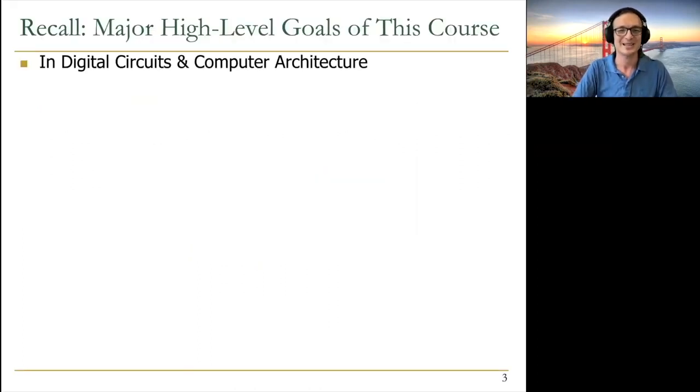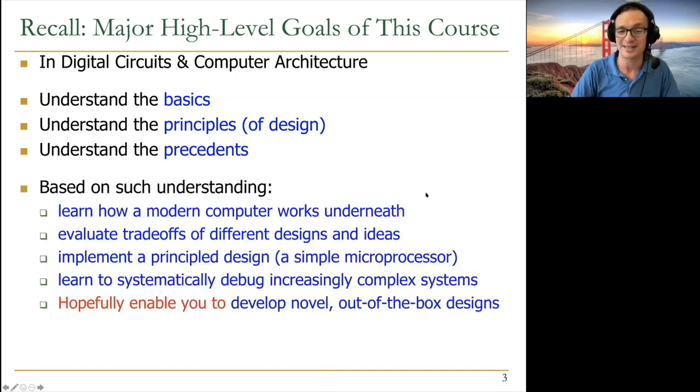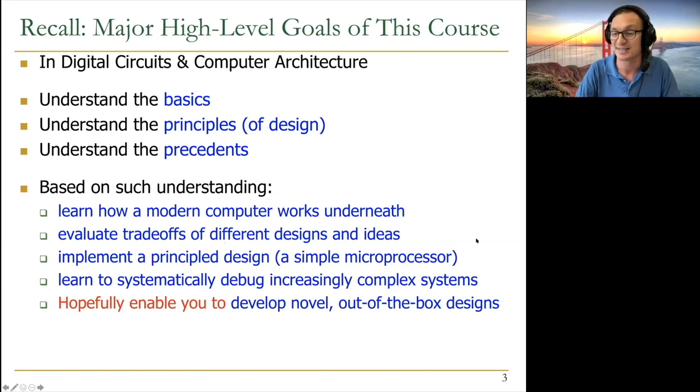That's the good part. But basically, remember, I showed you the slide in one of the earlier lectures, the major high-level goals. We wanted to understand the basics, principles, and precedents, and hopefully we covered a lot. Like virtual memory actually shows you a good chunk of that, right? We're giving you a lot of that. And based on such understanding, hopefully you've learned how a modern computer works underneath. And hopefully we've taken an approach where you can critically evaluate the trade-offs of different designs and ideas.